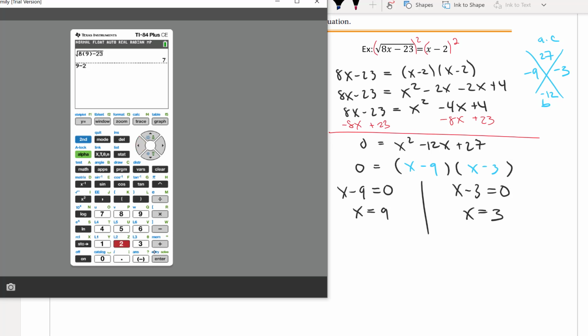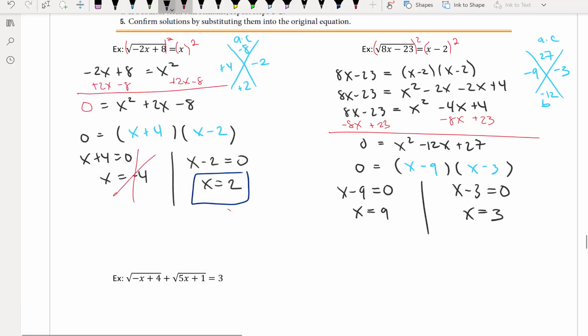If these are both equal, then we can say that it's one of the solutions. Perfect. 9 minus 2 is equal to 7. So both sides are equal to 7 when I plug in x is equal to 9. So that tells us that that is going to be a perfectly legit answer. Okay.